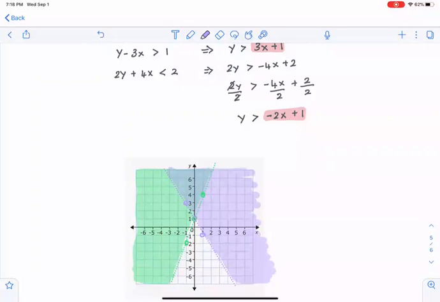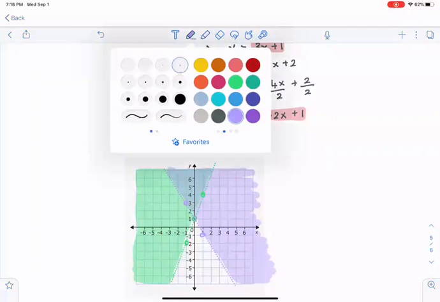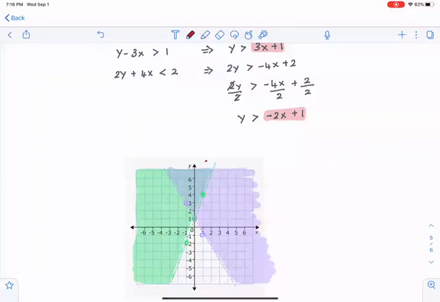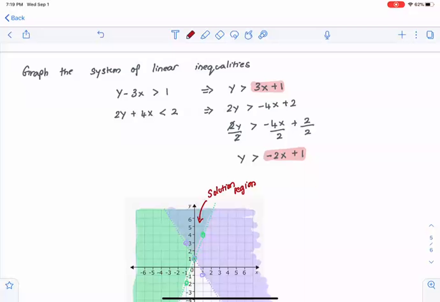So you can see the overlapping region is the one that's right in the middle, right here, and that is the solution region. So that is the region that is common to both inequalities. So if we pick any point from that solution region, it will satisfy both the linear inequalities that we have.